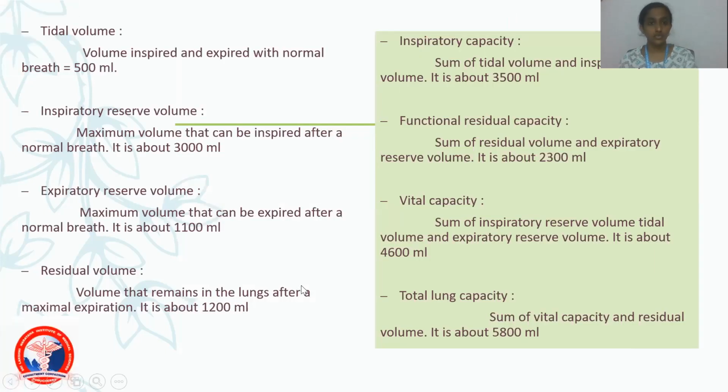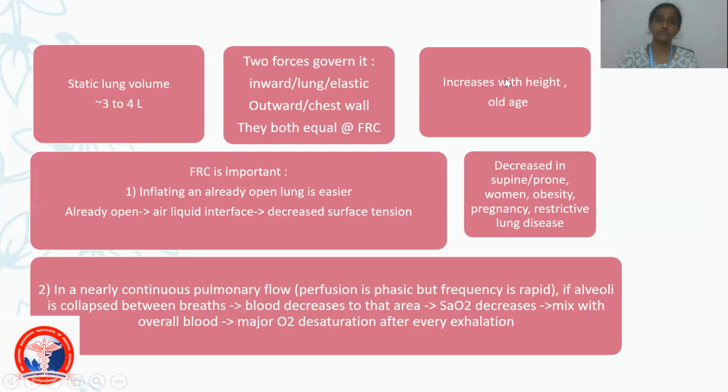The same is written in words with the average normal values in ml. Tidal volume averages 500 ml in a normal adult. Inspiratory reserve is 3000 ml. Expiratory reserve is 1100. Residual volume is 1200. So the total lung capacity adds up to nearly 6 liters. Vital capacity is 4.6 liters. FRC is 2.3 liters.